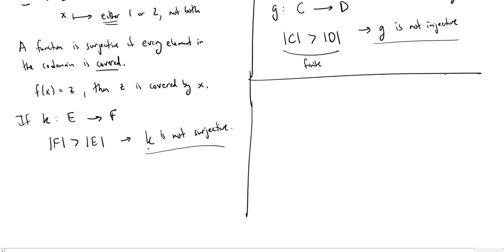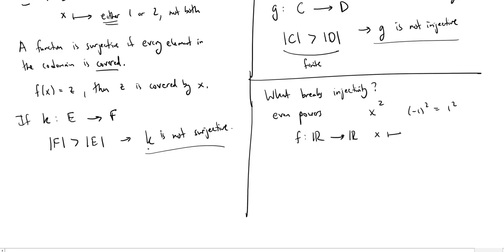So what, for example, is going to break injectivity? Well, if we're talking about real functions, things like even powers. Those are pretty bad for injectivity, because if you have a function like x squared, then -1 squared is going to be the same thing as 1 squared. So even powers are not so good, but you have to be very careful here. For example, if I write down the function from the reals to the reals, which sends an element x to x squared, this is not injective for exactly the reason we set up above. You have a collision. 1 and -1 collide.